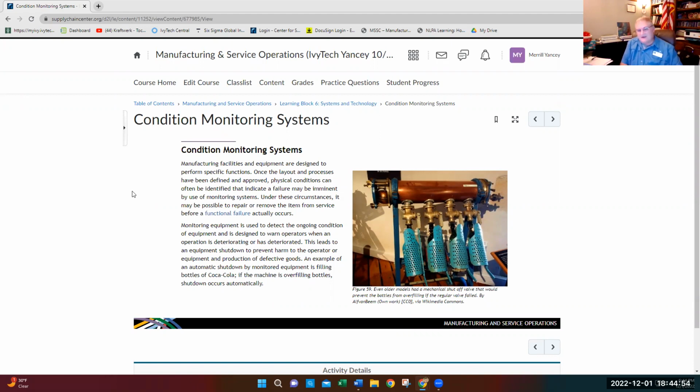But there's an example they show here, this bottling, and that's a bottle. I don't know how old that picture is, but it's a Coca-Cola bottling company. And if the bottle gets overfilled, they have a shutoff valve, a switch there that will stop the soda from overfilling. And so it fills it up to the right level before it puts the cap on.